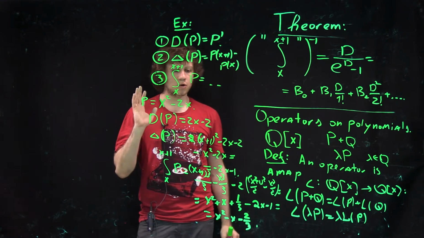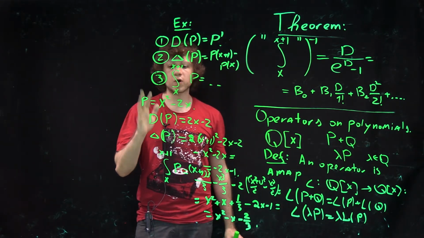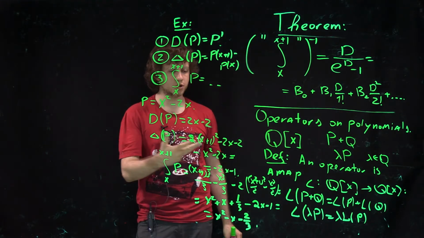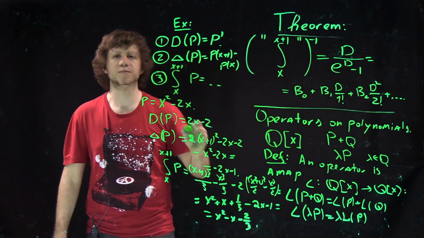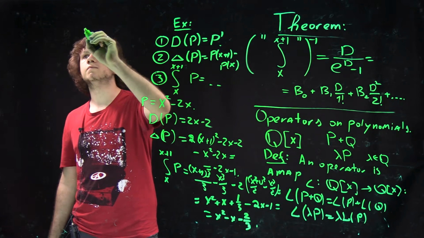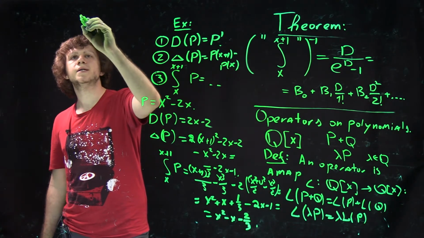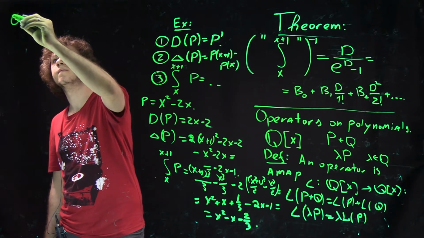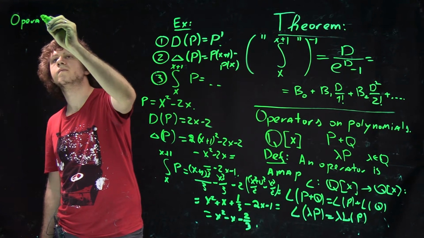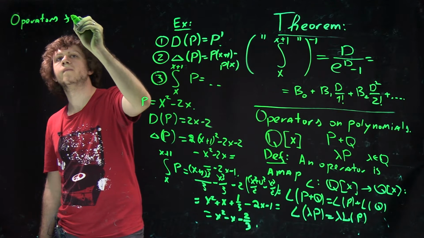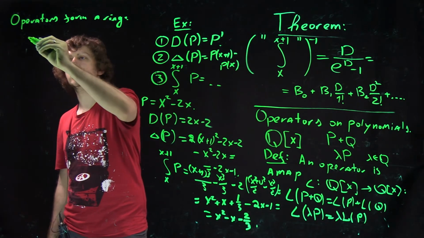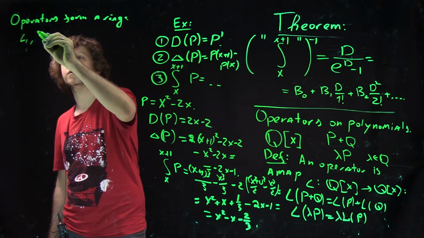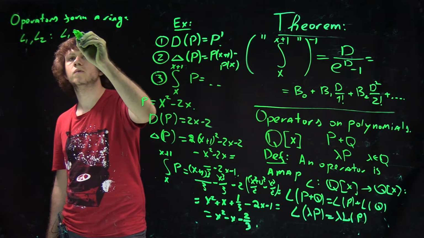Okay, so what can one do with operators? One can do some sort of algebra with operators. So let me say it here. Operators form a ring, and there are two operations. If you have L1, L2, you can just add them.